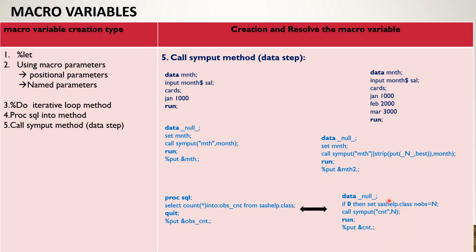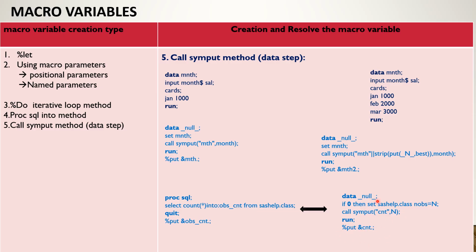So for that, we need to write code by using a data step, using the call symput method. We write it like this: data _null_; if 0 then set sashelp.class nobs=n; nobs means number of observations, which we are assigning to the variable n. Then we create the macro variable for n: call symput("cnt", n); run; %put &cnt.